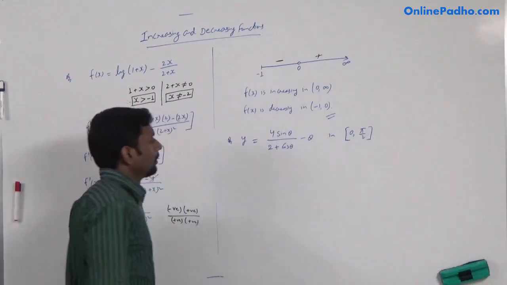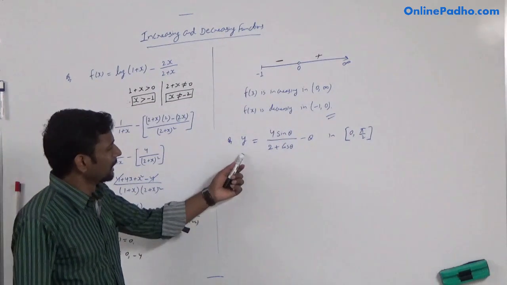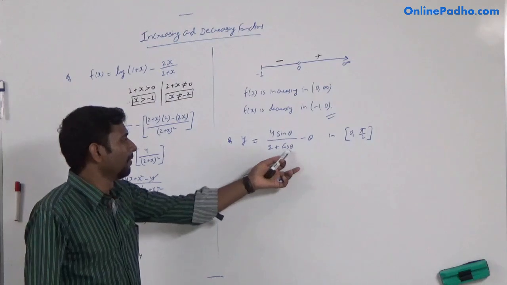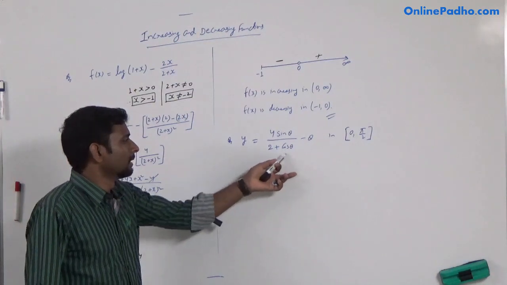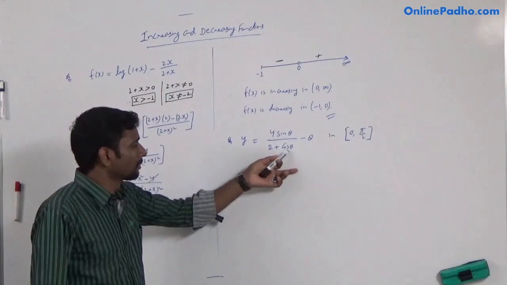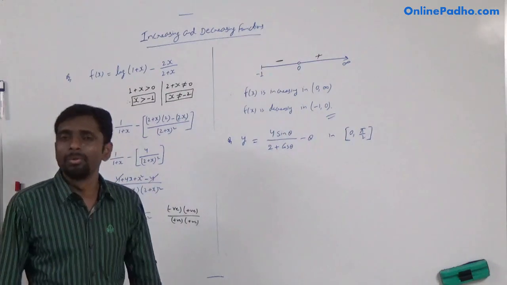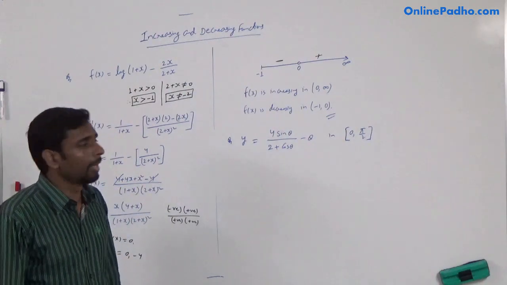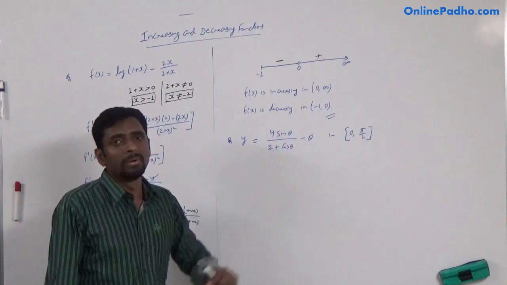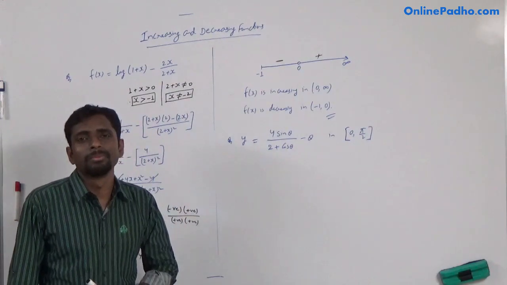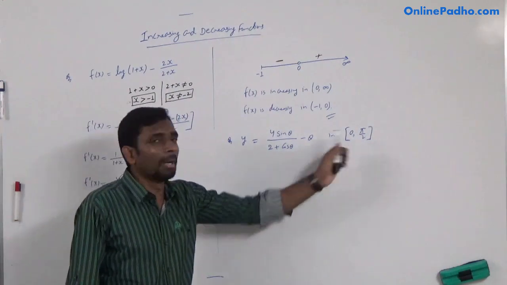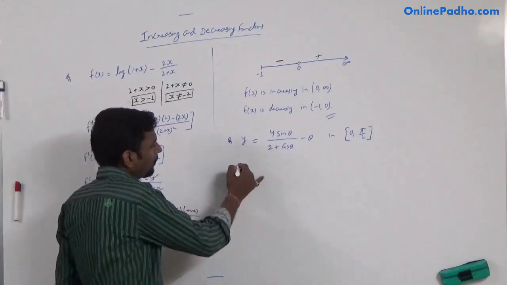So, before finding the derivative of this function, first we have to find the domain of this function. What is the domain of this function? 2 plus cos theta is not equal to 0. Why? Because cos theta is not equal to -2. So domain is only 0 to pi by 2. So now we can differentiate this function.